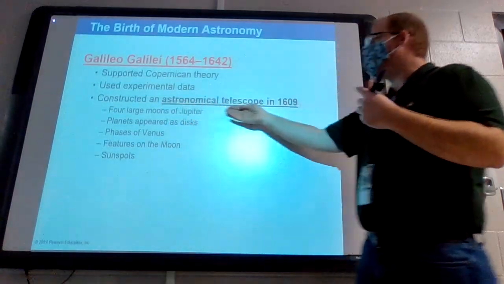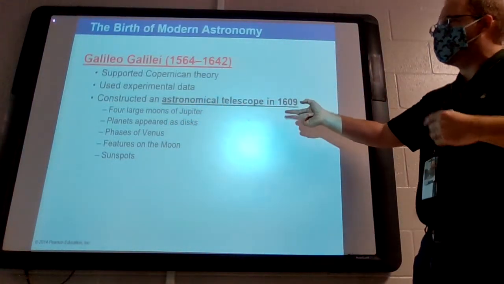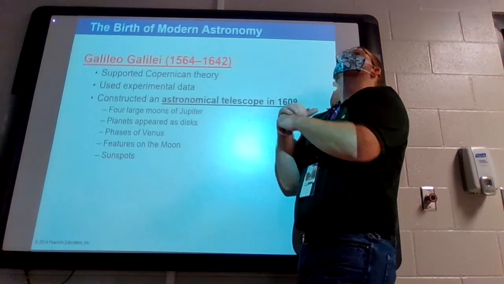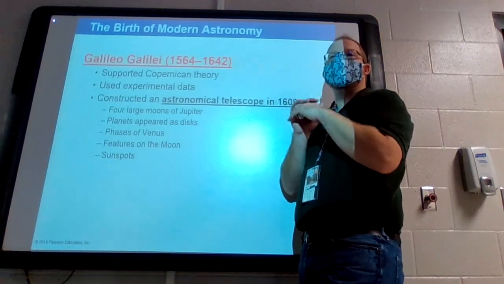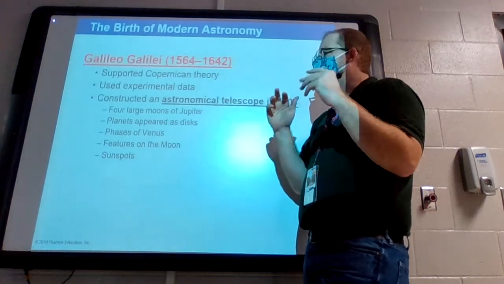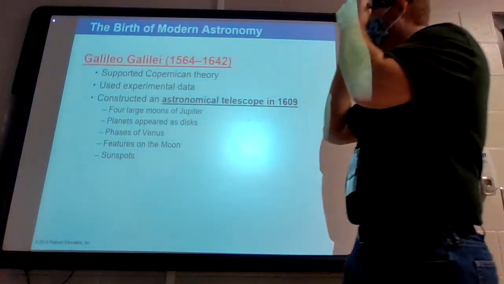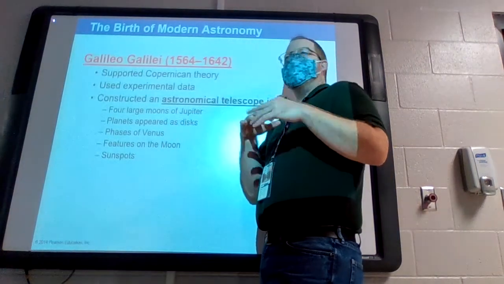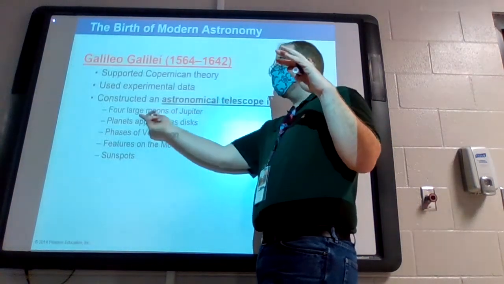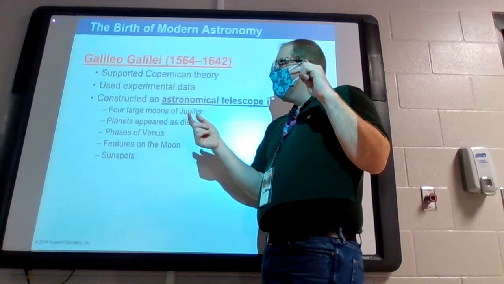So he constructed an astronomical telescope in 1609, and he discovered all sorts of things. What Galileo discovered was really, really groundbreaking for space exploration and understanding. So we knew about Jupiter. We didn't know that Jupiter had moons. He discovered the four largest moons of Jupiter.